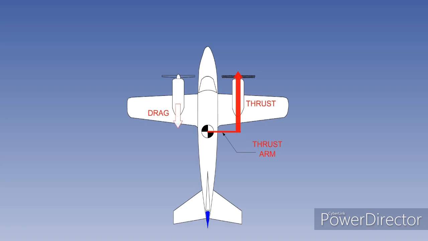The yawing moment is the product of thrust from the operating engine multiplied by the distance between the thrust line and the center of gravity, the thrust arm, plus any drag from the failed engine multiplied by the distance between the engine centerline and the CG. The strength of the yawing moment will depend on 3 factors: how much thrust the engine is developing, depending on throttle setting and density altitude, the distance between the thrust line and the CG, the thrust arm, and the drag from the failed engine.